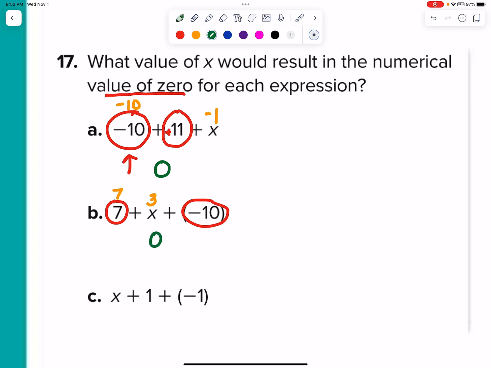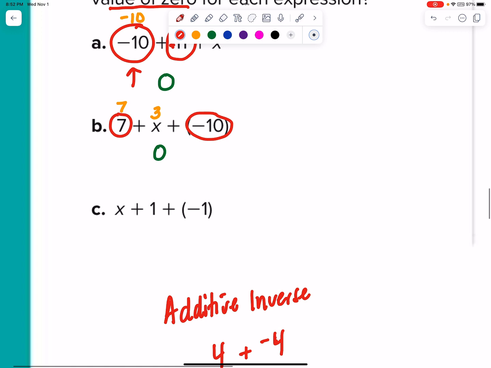Okay, and then the next one, you can do on your own and think about this. Oh, we already have a positive 1 and a negative 1.